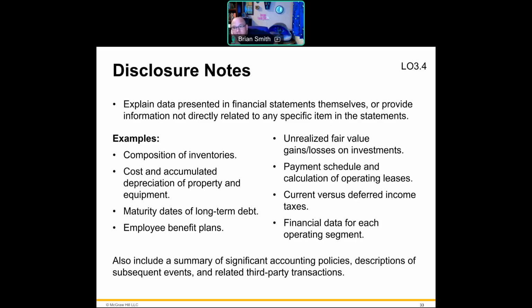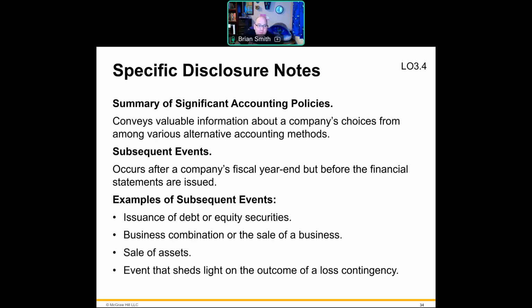There's so much information in those notes. You get more information from the notes than you actually do from the financial statements. So if you can get good at reading and looking through the notes to the financial statements, you are going to be highly employed and highly sought after for auditing, because you live in those notes to the financial statements.